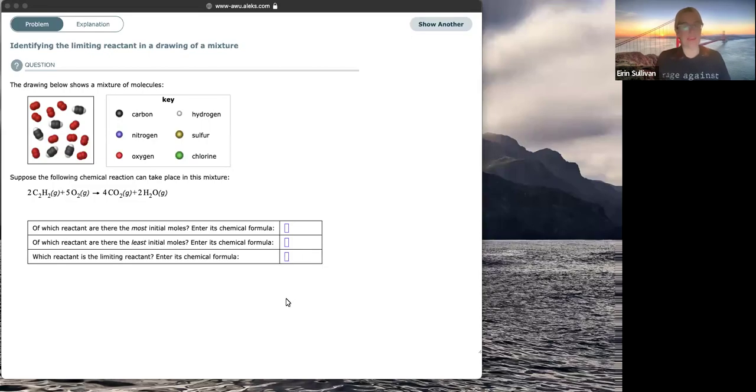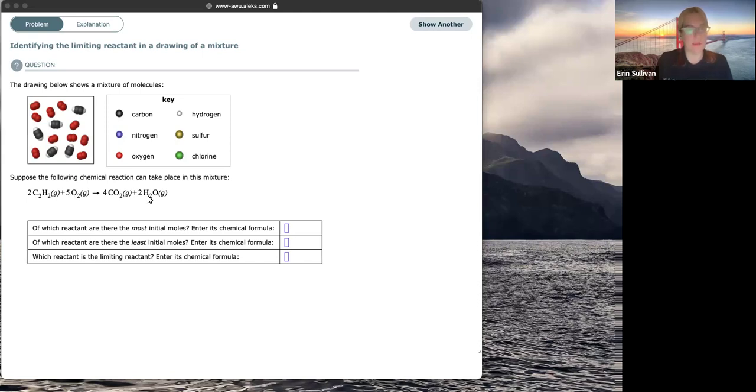Okay, so to ease our way into limiting reactant problems, we're going to look at identifying the limiting reactant in a drawing of a mixture. So the first thing you need to do is actually look at your balanced chemical equation and write your mole ratios between each reactant and just one of the products.